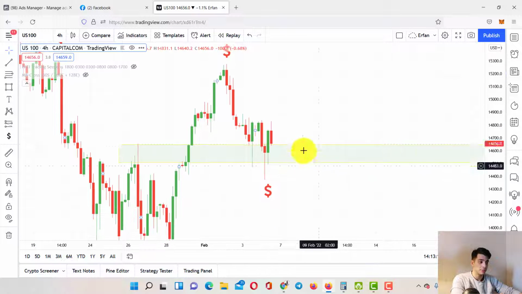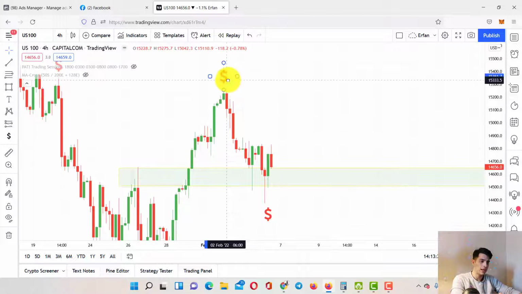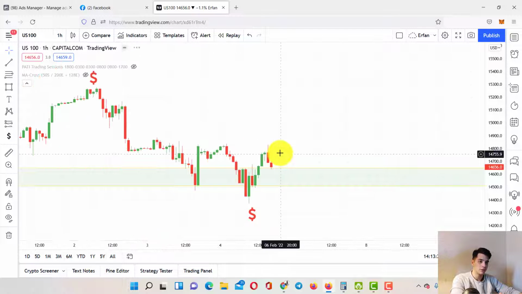And that's what I'm saying, it might be a liquidity grab, it might be a trap, it might be a stop hunt, where the price just tries to grab all the liquidity and then goes up. We'll see what happens, but in my opinion this is the case for 1 hour. Let's look at the 1 hour.